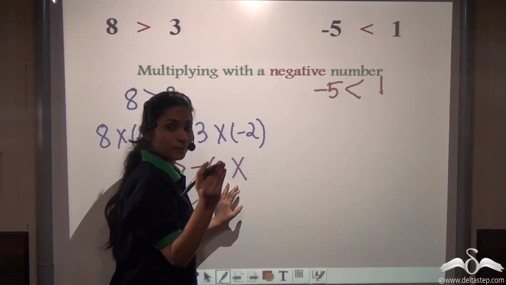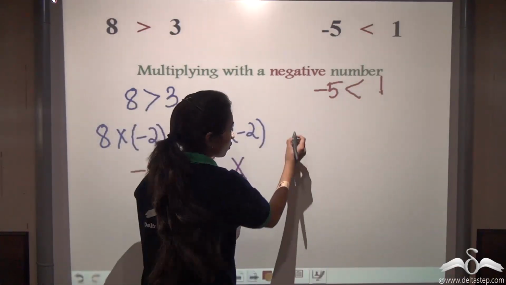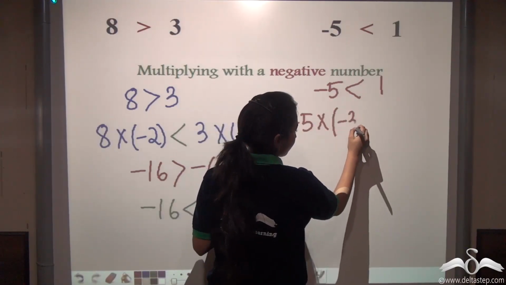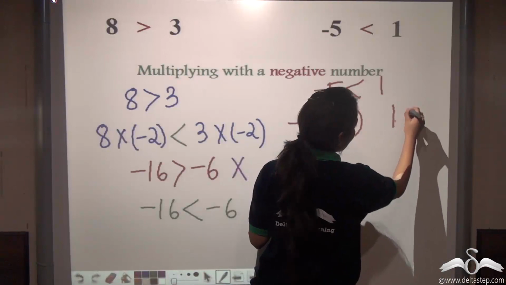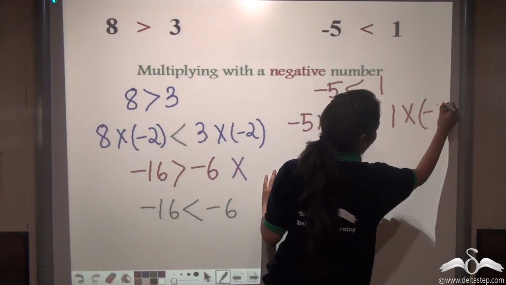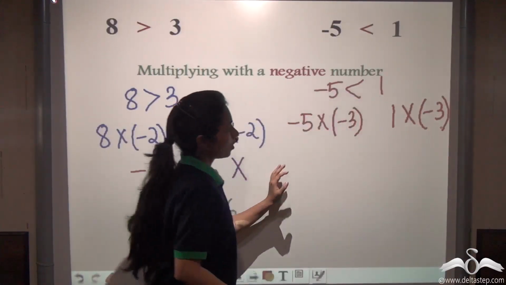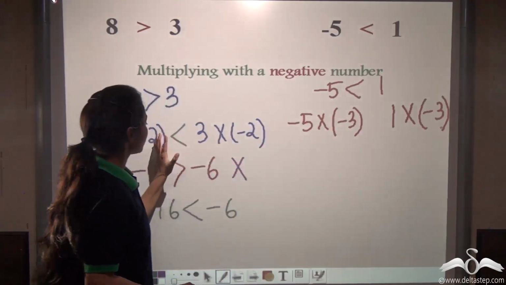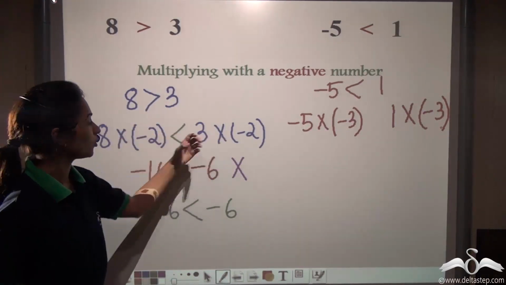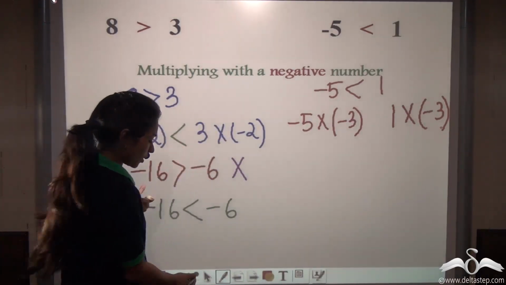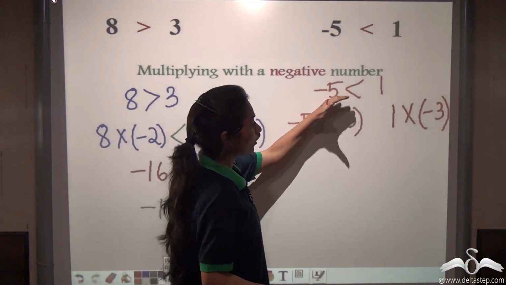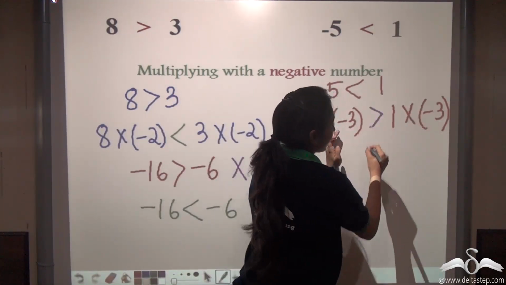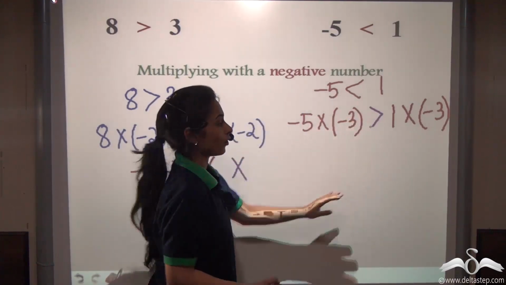What we have to do? Multiply with a negative number on both sides. So minus 5 into a negative number, say minus 3. And 1 multiplied with the negative number minus 3. So what sign will you put here now? Tell me. Just now you saw that whenever you multiply with a negative number, you have to reverse the sign of inequation. So in this case, when you are already multiplying it with a negative number, you will reverse the sign. Now see whether it comes true or not.